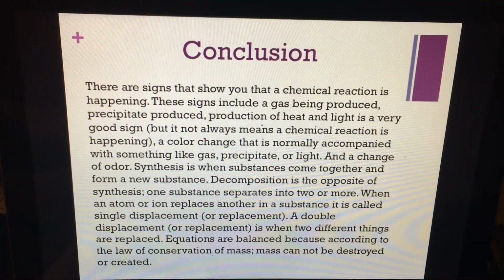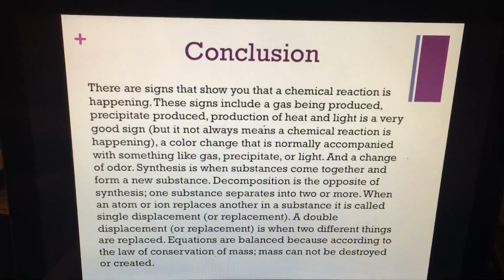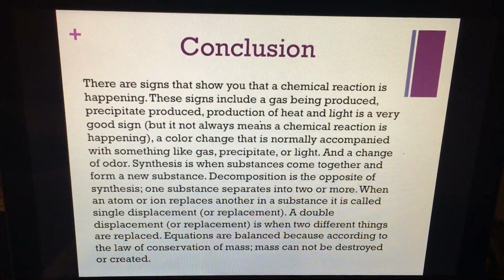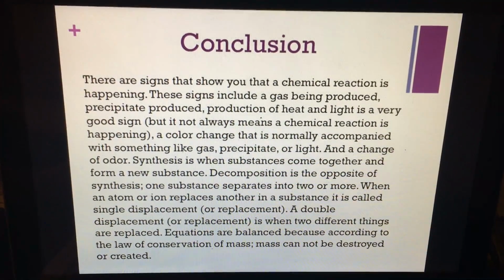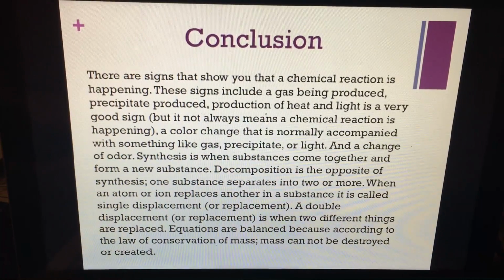Synthesis is when substances come together and form a new substance. Decomposition is the opposite of synthesis. One substance separates into two or more. When an atom or ion replaces another in a substance, it is called single displacement or replacement. A double displacement or replacement is when two different things are replaced.